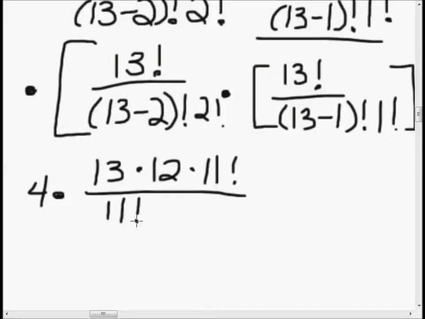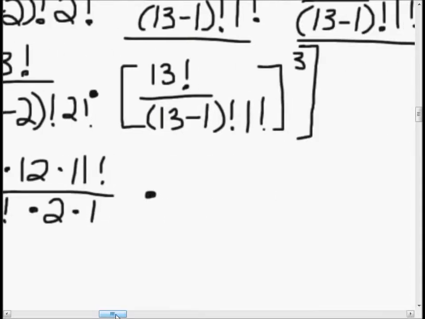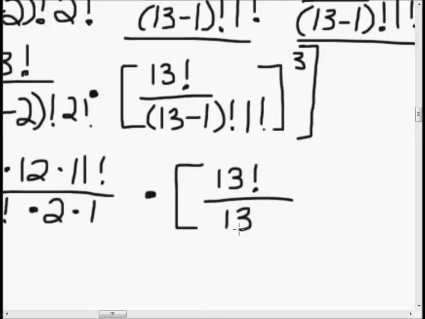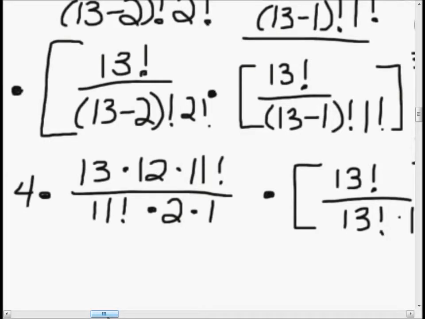11 factorial times 2 times 1 times, and again I'm going to do brackets because that makes our life much easier. 13 factorial over 13 factorial times 1 factorial. Wow, that looks pretty simple. So let's go ahead and cancel some stuff out. Let's see. 11 factorial goes away, 11 factorial goes away.